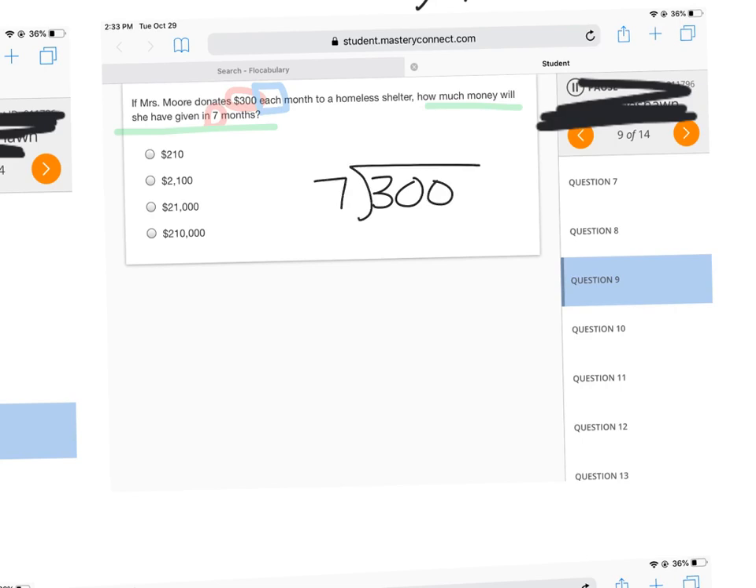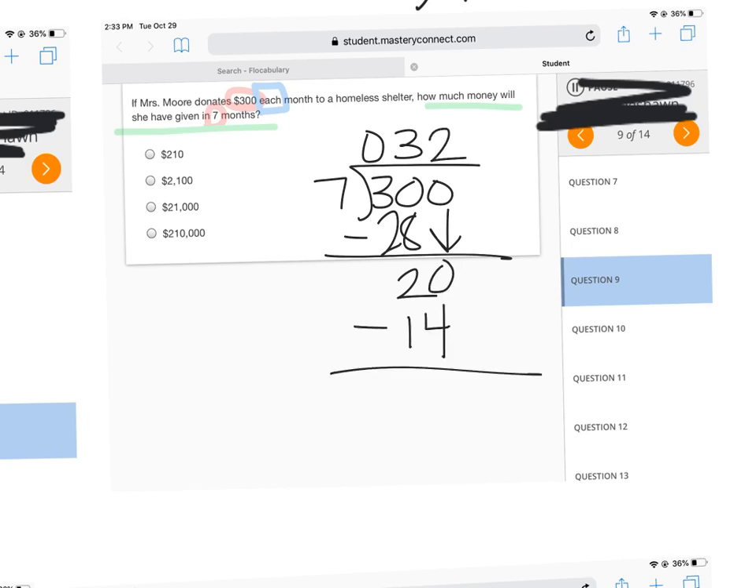300 divided by 7. 7 will go into 3 no times, so I look at the 30. 7 will go into 30 3 times, which will be 28. That leaves 2, and I bring down my 0. 7 will go into 22 times, that's 14. And that leaves me a remainder of 6.